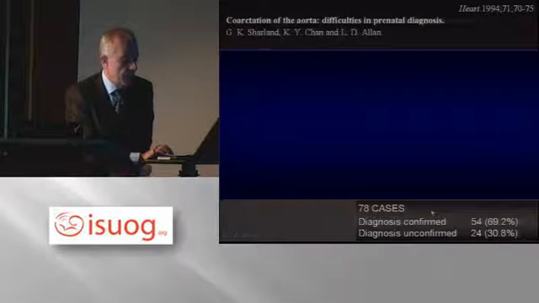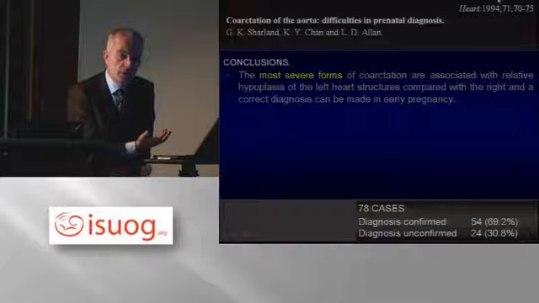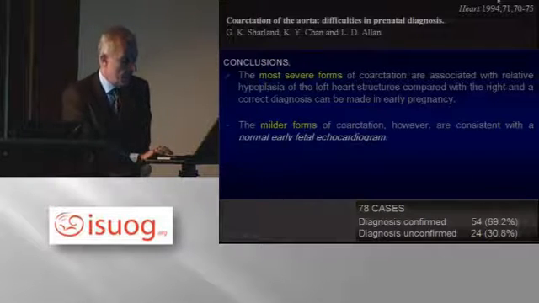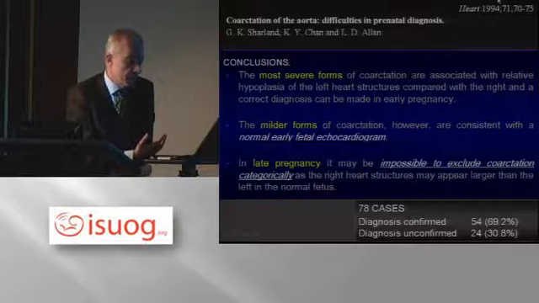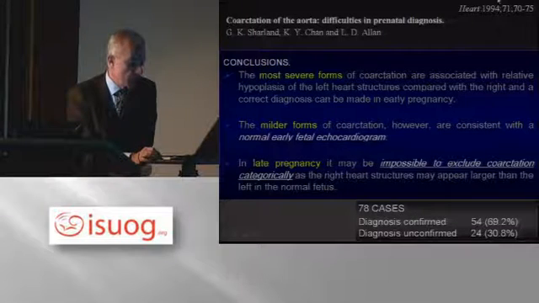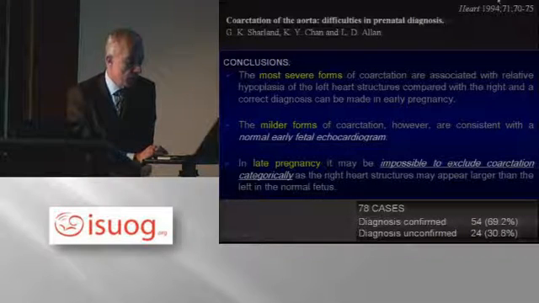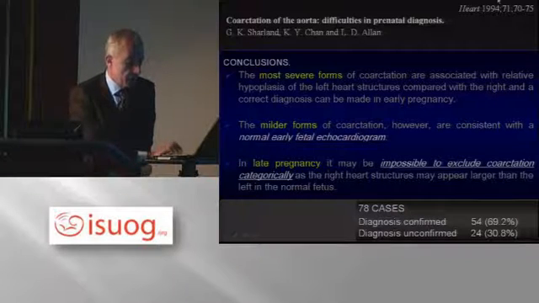Again, coming back to Lindsay Allen, back in '94, the situation is still the same. The most severe form you can detect early in gestation because the disproportion between the two sides of the heart will be striking, so you cannot overlook that. The milder forms are consistent with the normal fetal and also especially late fetal echo. And in late pregnancy, it may be impossible to exclude coarctation categorically because it's normal that in late gestation, right heart structures become slightly enlarged in comparison with left heart structures.